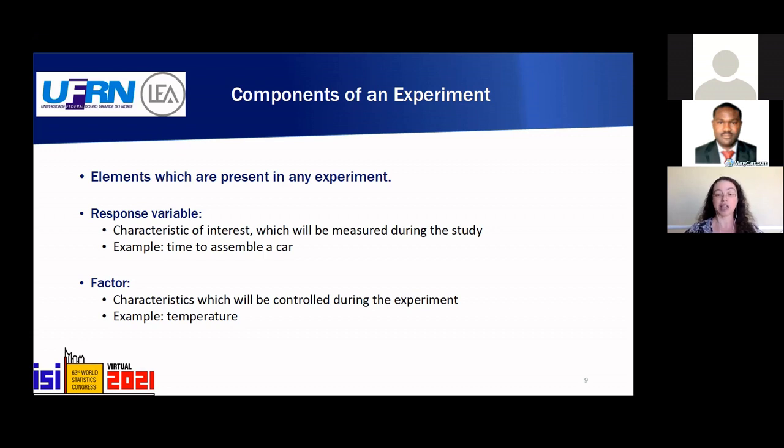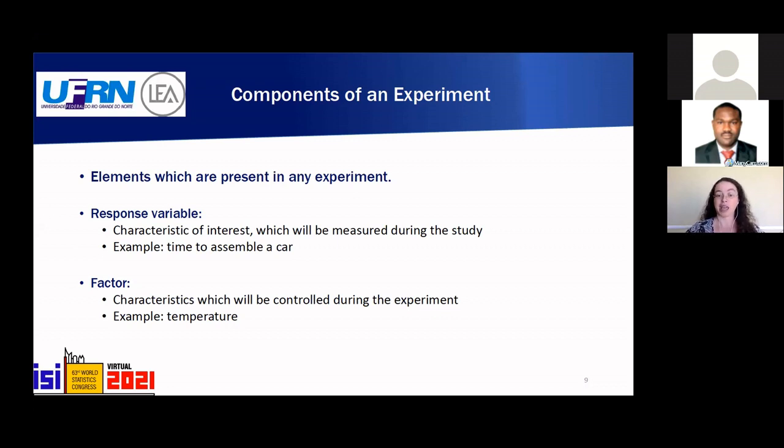With that, we can establish cause and effect relationships. That's the main advantage of an experiment. It's the study that allows us to establish cause and effect relationships. In this example, if you can control all the other variables, like the team that is assembling the car and the materials, if all of them are fixed and we are only changing the temperature, if you observe a difference in the time to assemble the car, we can say that the cause of that effect is the change in the temperature.